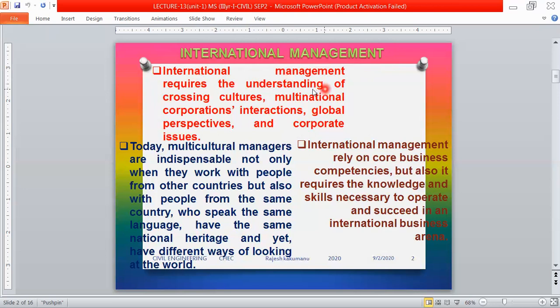Now, international management requires the understanding of cross cultures. So what do we have to understand? We have to understand cross cultures, multinational corporations, interactions, global perspectives, and corporate issues. What are the main things we have to discuss here? The main thing is understanding the cross cultures.